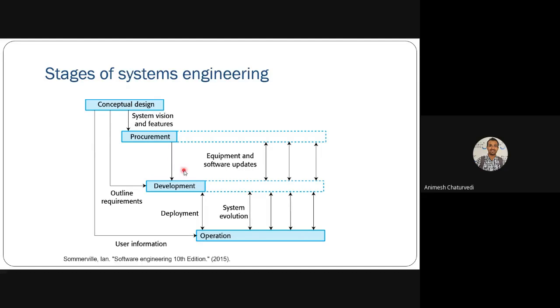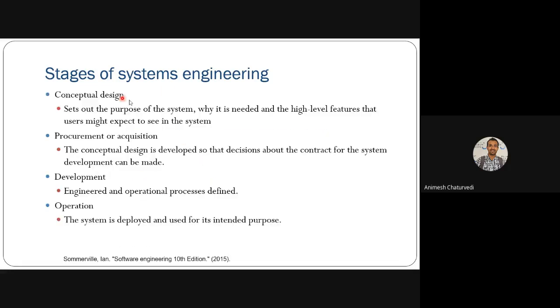Then the system development part takes place. What equipment is required, like software updation. Then the outline of the requirements, then development, deployment, and thereafter the system evolution takes place. And how the operation of that whole system keeps happening is basically how the systems engineering steps work. And conceptual design is basically a set of high-level features and understanding the needs of the user, and how the system is expected to run.